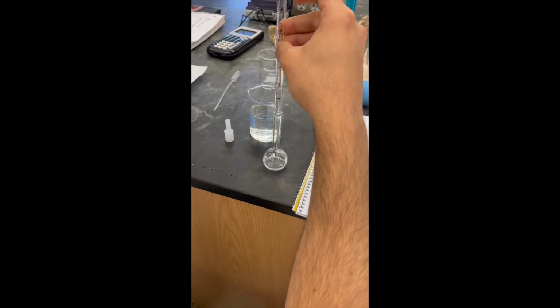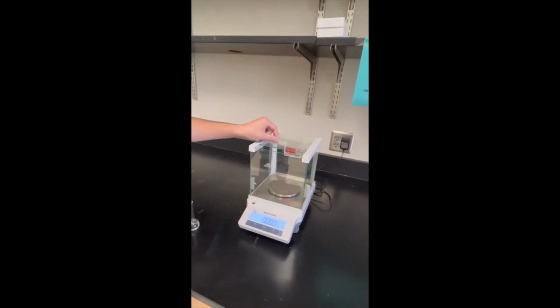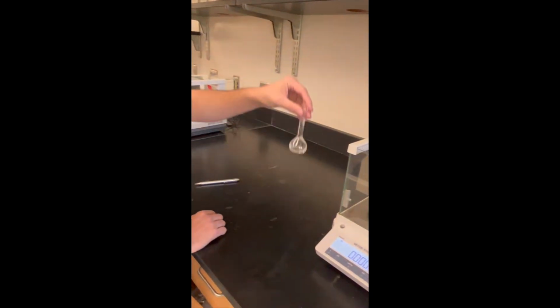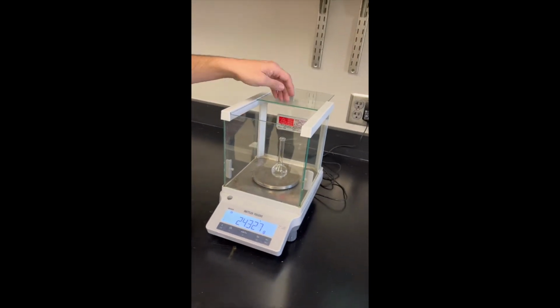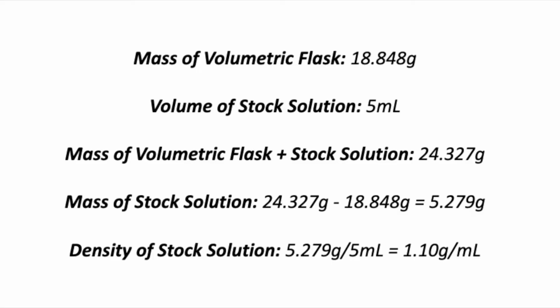Back to our experiment. We transferred the 5 milliliters of stock solution to the volumetric flask and then weighed its mass on the scale, ensuring we close all windows of the scale. We used this recorded data to find the mass of just the solution, as well as to find its density, as shown here.